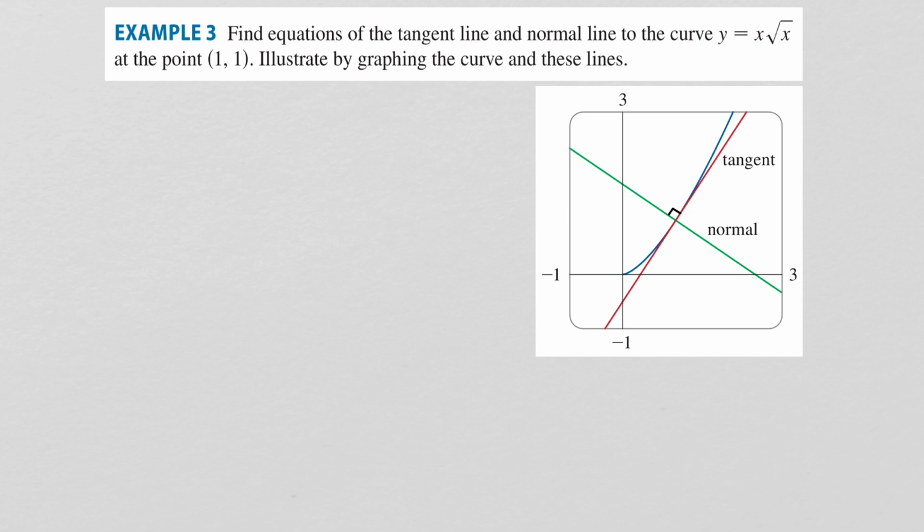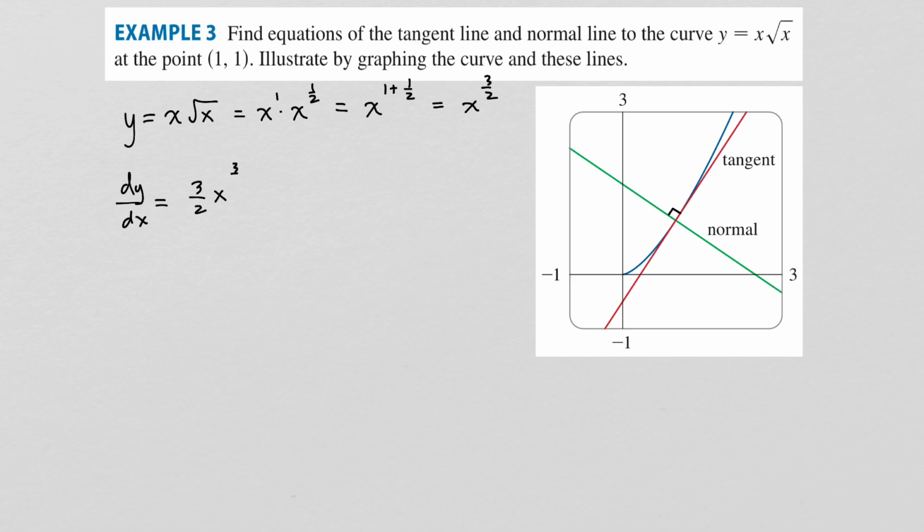So first of all, let's find the tangent line. And so we have the curve y equals x times the square root of x. Let's remember that this is x to the 1 times x to the 1/2. And using rules of exponents, we can add these together to get x to the 3/2 power. So that's our function. The derivative of our function, which we need in order to find the equation of a tangent line, is going to be 3/2 x to the 3/2 minus 1, which is 3/2 x to the 1/2.